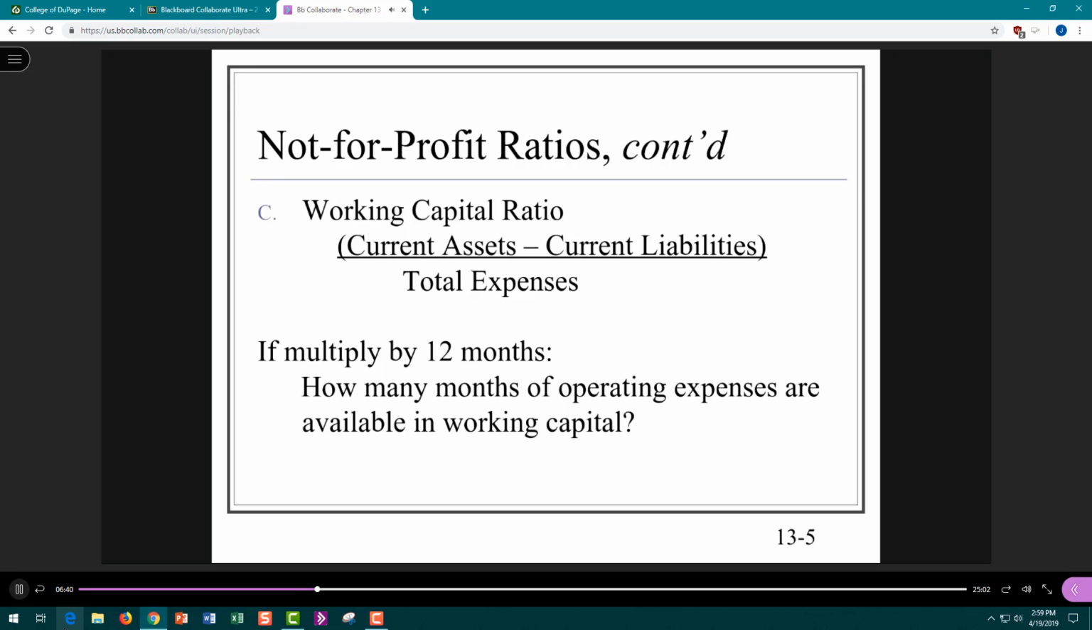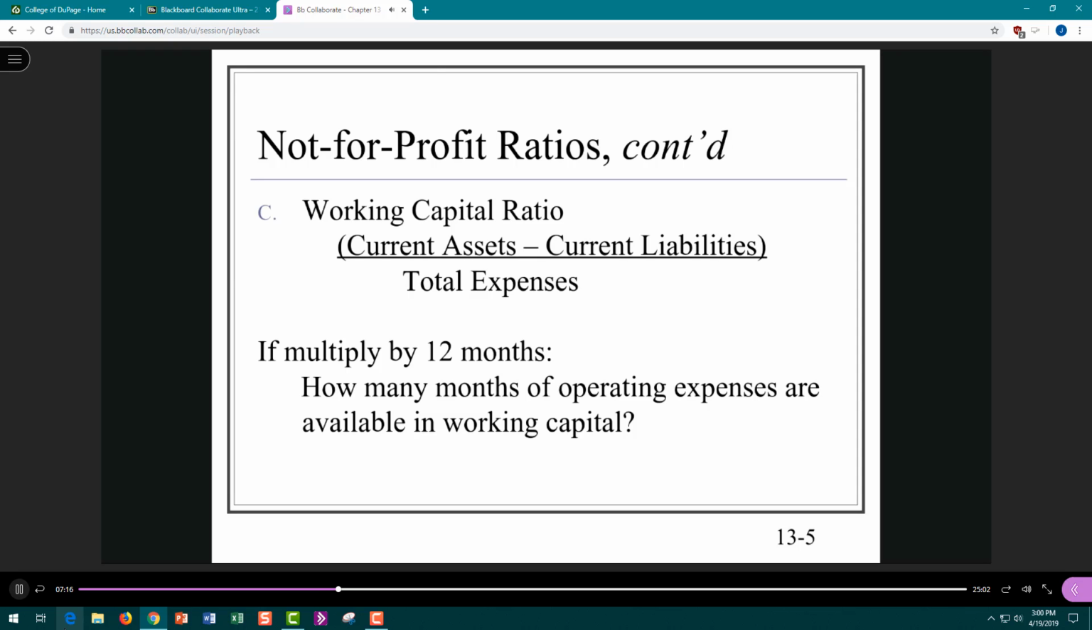Another ratio typically used for not-for-profits is the working capital ratio. This is essentially a ratio that answers the question, how much of the net liquid resources are available to pay expenses. So when you take a look at what you've got in current assets, such as cash and investments, receivables and so on, and take away your immediately available bills, that would be accounts payable and so on, how much of that is left over to handle other overall expenses.